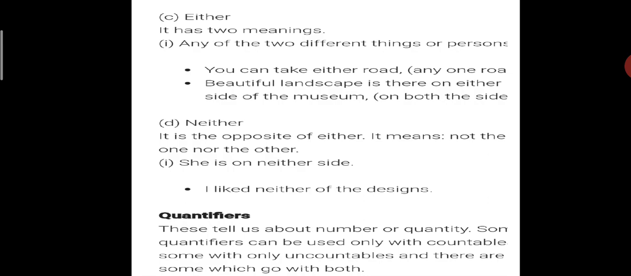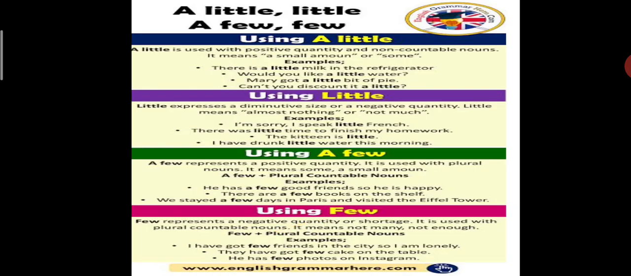Next comes the quantifier. Quantifier means the same thing we have read just now. Quantify means number or quantity. Some quantifiers can be used only with countables, some with uncountables. Next there are some other determiners: a little, a few, few, like this.